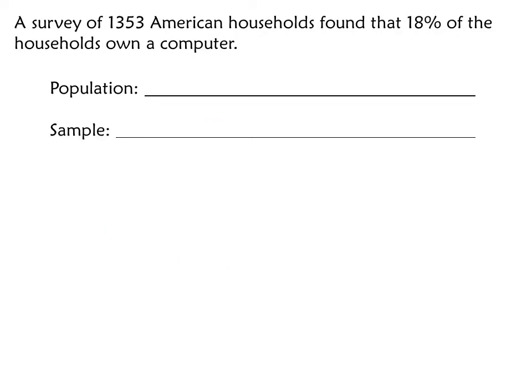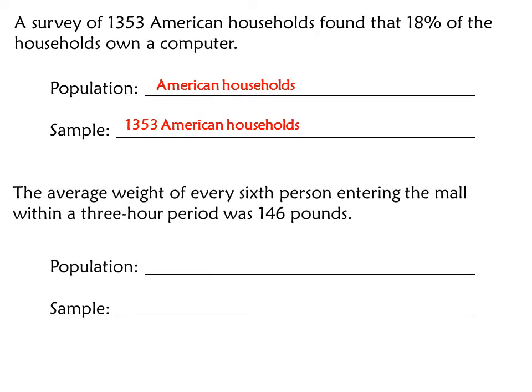A survey of 1,353 American households found that 18% of the households own a computer. The population is all of the American households, but since it's not practical to get information from every American household, we take a sample of 1,353 American households instead. The average weight of every sixth person entering the mall within a 3-hour period was 146 pounds. So the population could be defined as people in general, or we can narrow the field to the customers at the mall. And of the customers at the mall, we sampled every sixth person within a 3-hour period.